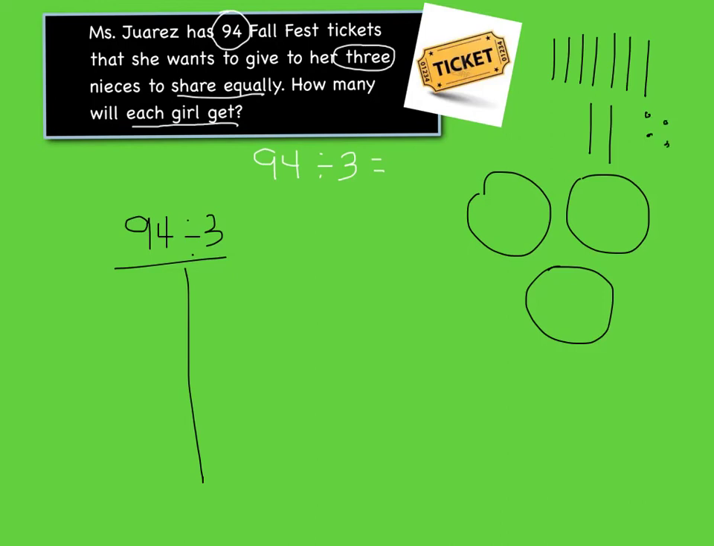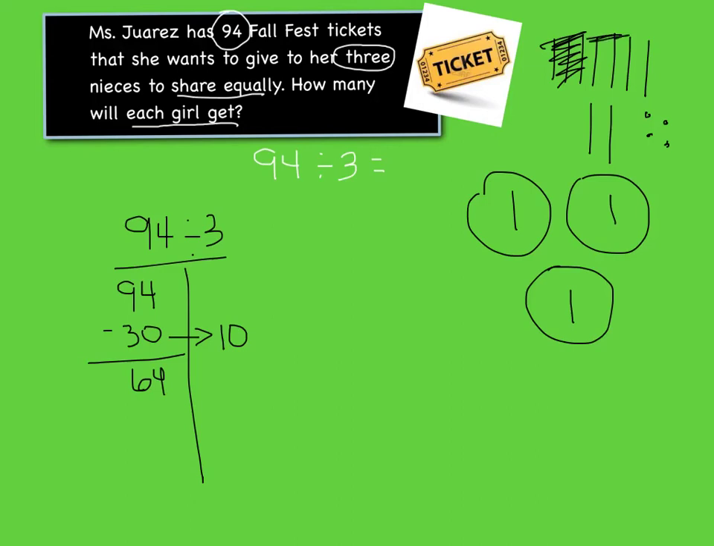Now I'm going to go ahead and start doing my repeated subtraction. I have 94 Fall Fest tickets. I'm going to give each group, or each girl, one group of 10. 10, 20, 30. So over here I'm going to subtract 30, which will show me over here each girl got already 10. And now I have 64 left. And if you look at my model, I have 64 left.